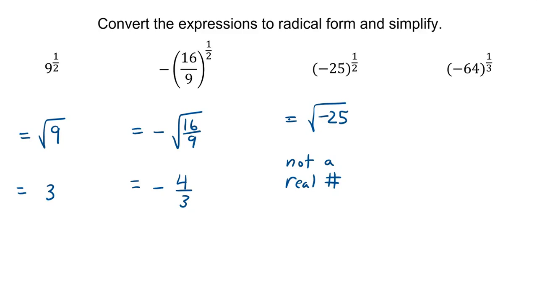And then let's look at the last example. Here we have negative 64 raised to the 1/3 power. Well, raising any number to the 1/3 power is the same thing as taking the cube root of that number. So here we take the cube root of negative 64. Well, what number times itself again, and times itself again gives us negative 64? That's negative 4. So the cube root of negative 64 is negative 4.